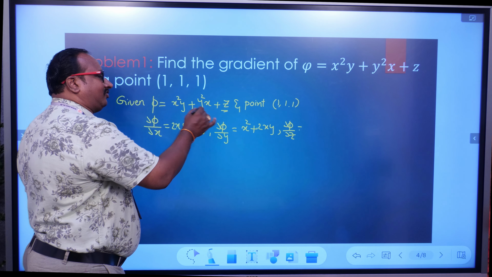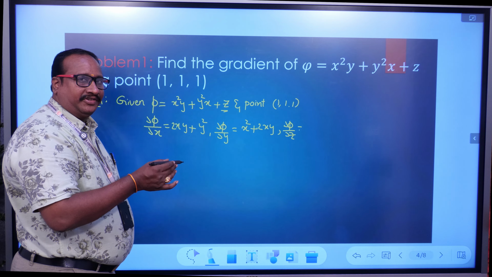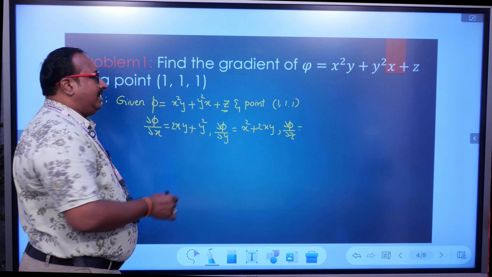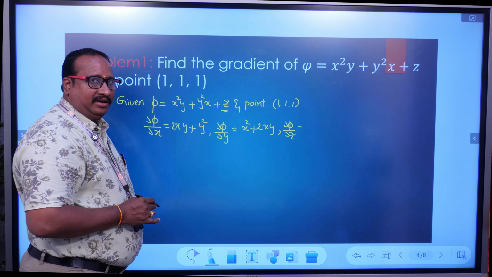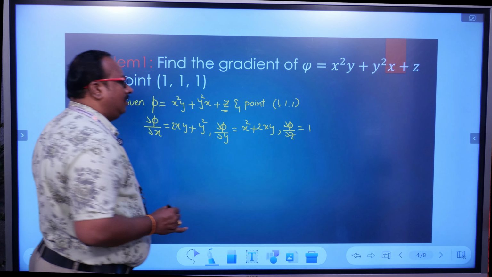Next one, y square x. Here also the term without z. So it is completely constant. So derivative is 0. Next, the last term is z. Derivative of z, 1. So dou phi by dou z equal to 1.